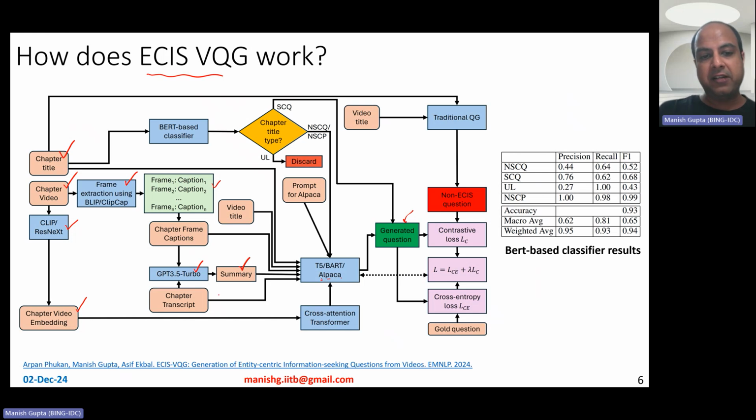Of course, as I also mentioned in the previous slide, we take the chapter transcript and pass it through GPT 3.5 to get a good summary. The video title is also passed as input to our T5 or BART model so as to generate a question. T5 and BART are encoder-decoder models, and they can therefore generate the question at the decoder side. Of course, we could also use Alpaca to generate a question, in which case we just need to prompt the model. We don't fine-tune Alpaca. We just use it in a zero-shot form and generate a question out of Alpaca. In the paper, we also show results, by the way, with GPT-4o and GPT 3.5 Turbo. So we don't restrict ourselves to Alpaca.